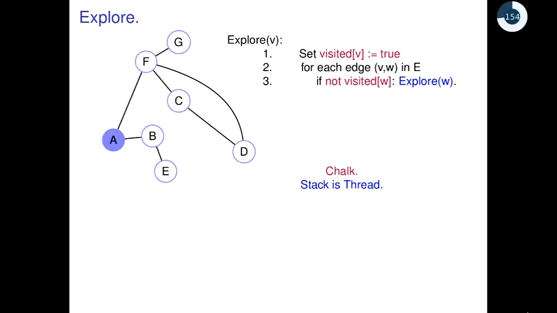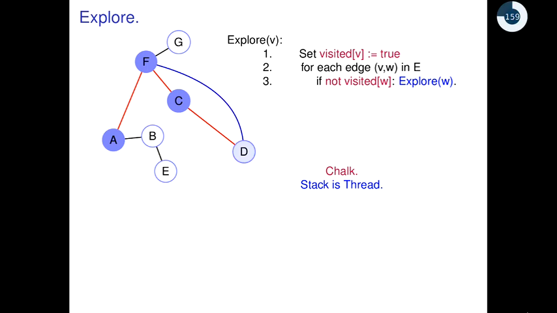From A, I see that F has not been marked, and I call explore on F. Then from F, I see that C is not marked, so I call explore on C. That's what the call does. And I go to D, and there's nobody to call explore on. Both of my neighbors are done. So what does explore do? It falls off the bottom of the procedure. It's over. So where does it go when it's over?